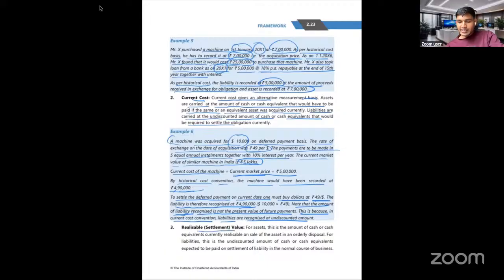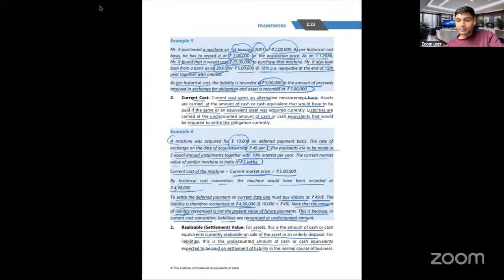Then there is realizable settlement value. For an asset, this is the amount of cash or cash equivalent currently realizable on sale of the asset in an ordinary disposal. For liabilities, this is the undiscounted amount of cash or cash equivalents expected to be paid on settlement of the liability in the normal course of business.